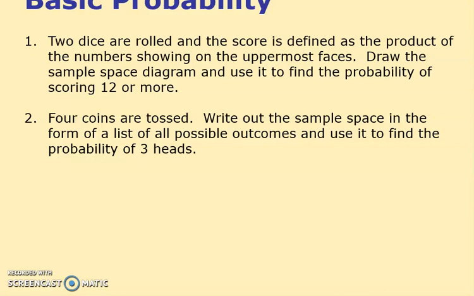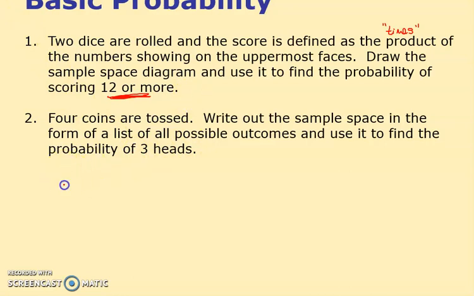One says draw a sample space diagram. It says 2 dice are rolled and the score is defined as the product of the numbers shown. Obviously the product is what you get when you times them together. So you're going to times the two values you get from your dice, and you're going to work out the probability of scoring 12 or more. And then in the second question it says 4 coins are tossed. Write out the sample space diagram, list all possible outcomes, and then the probability of 3 heads. Have a go at that.